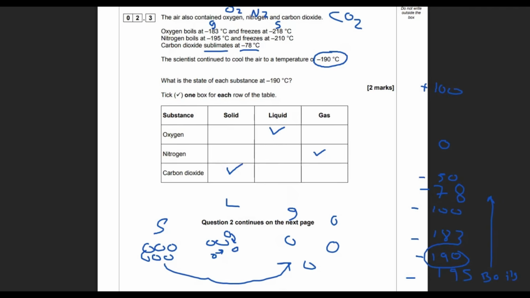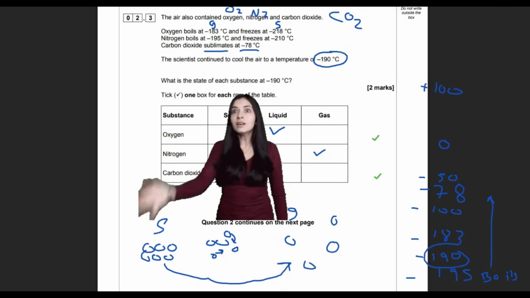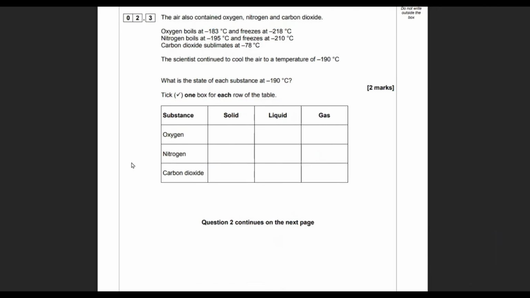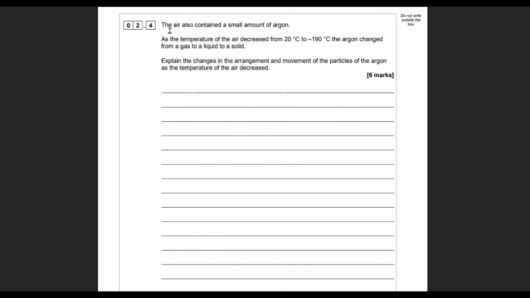Anyway, that was a really hard conceptual question. Those are always difficult to get your head around. So don't slap yourself in the head if you got it wrong. They're always difficult, those states ones and temperatures. Right, what we got here, 2.4. The air also contained a small amount of argon. As the temperature of the air decreased from 20 degrees to minus 190, the argon changed from a gas to a liquid to a solid. Explain the changes in the arrangement and movement of the particles of argon as the temperature of the air decreased.